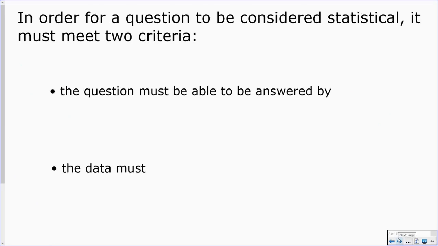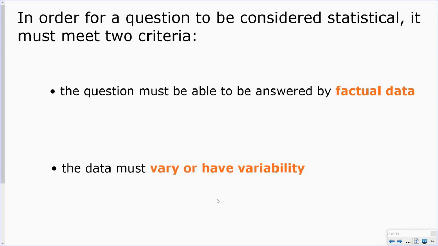In order for a question to be considered a statistical question, it must meet two criteria. The question must be able to be answered by factual data, which means the data must be able to be proven. It can't be just someone's opinion. And the data must vary or have variability, which means it can't just be one person answering. It's got to have a variety of answers, a variety of input.